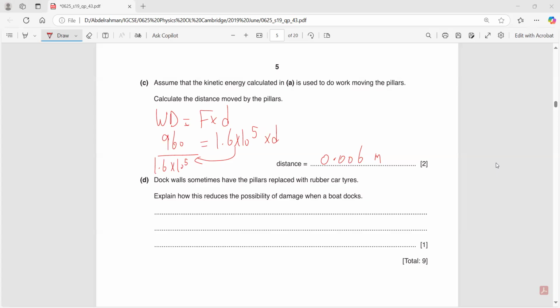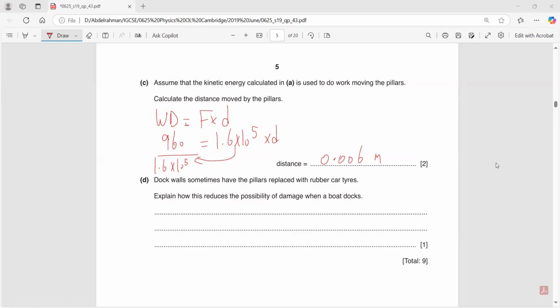By increasing the time. If you think about the impulse, you need to stop the boat completely. So impulse equals force times time. During the compression of the tires, the time increases and therefore the force decreases.